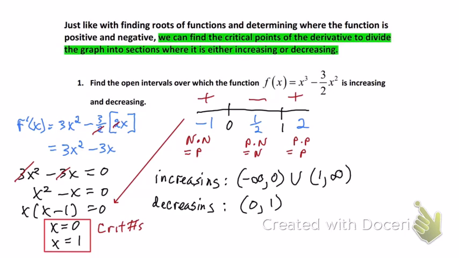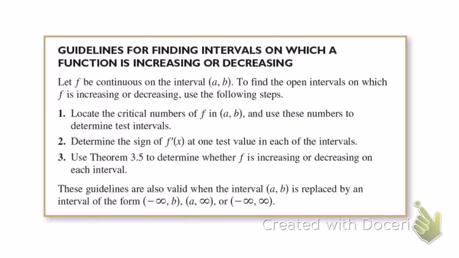Here's the guidelines. We just went through them. So we found the critical numbers. We did that. It says use these to determine the test intervals. Okay, that's where we divided the number line up into chunks. Then we just got values in each one of those chunks to see what the derivative was doing, whether it was positive or negative. And it tells us at the bottom, this works even if you're talking about intervals from negative infinity, positive infinity, stuff like that.